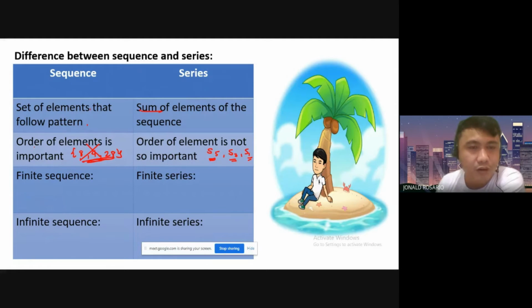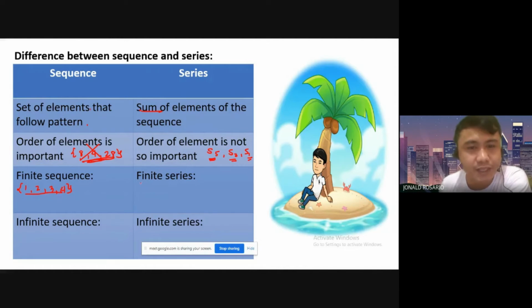Number 2, order of elements is important for sequences, but for series it is not so important. Okay? And we have finite sequence. Ang finite sequence natin again, ito yung mga elements or terms ng ating sequence ay nag-end. May hangganan. Okay? Just for example, we have 1, 2, 3, and 4. So that's a finite sequence kasi hanggang 4 lang.